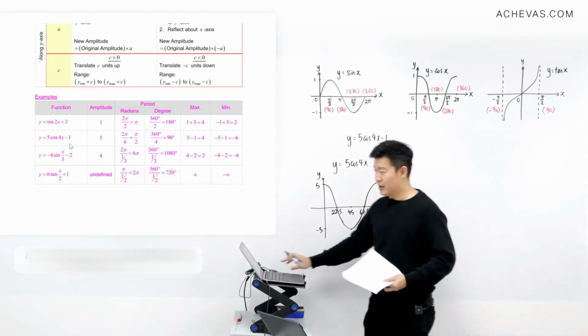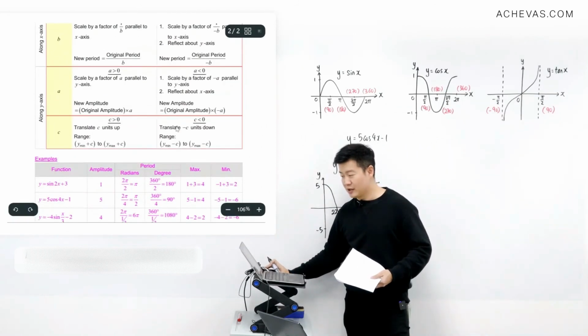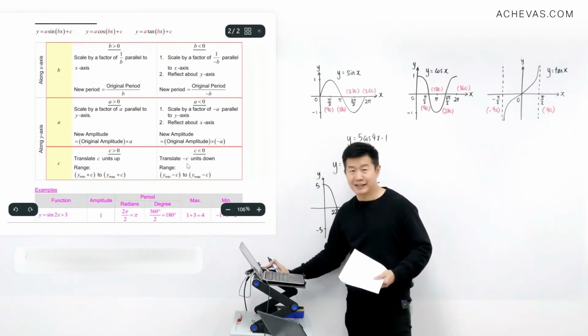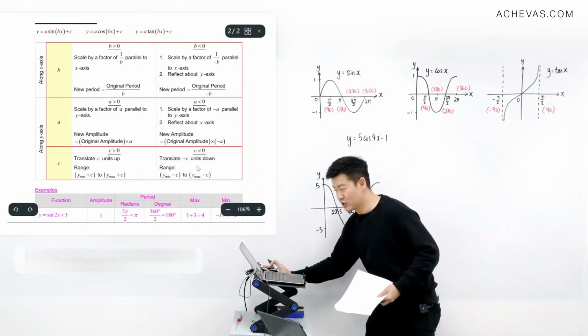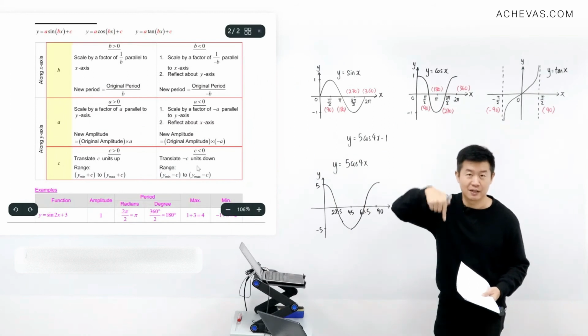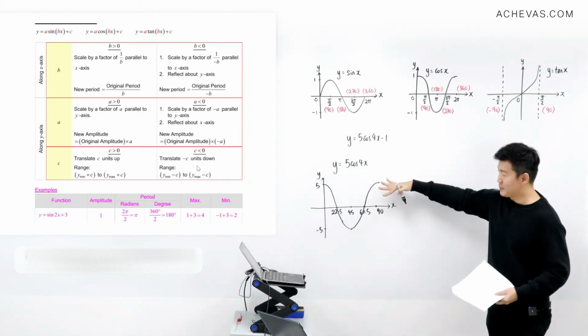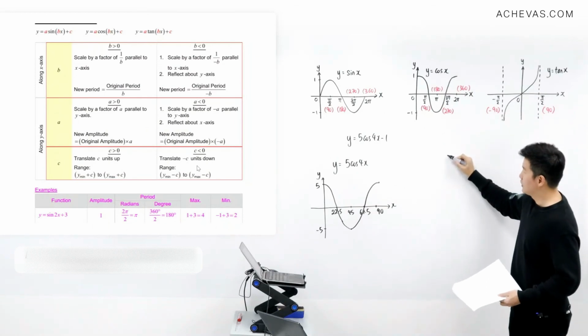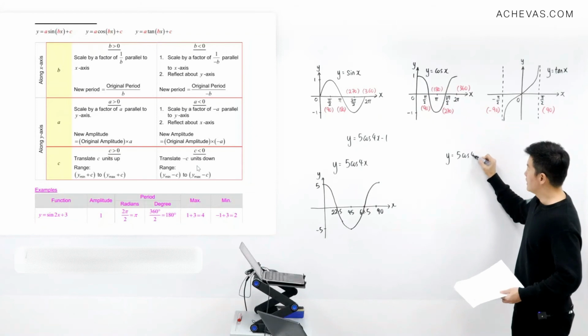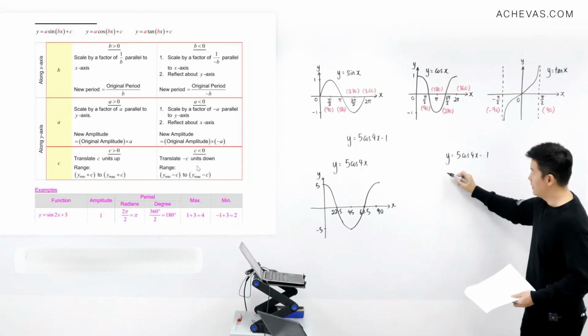According to what we have, the minus 1 is going to cause the graph to be translated by 1 unit down, like what we have discussed. So we're going to be expecting ourselves to be shifting this down by 1 unit. Let me draw the final graph. The graph will be y is equal to 5 cosine 4x minus 1.